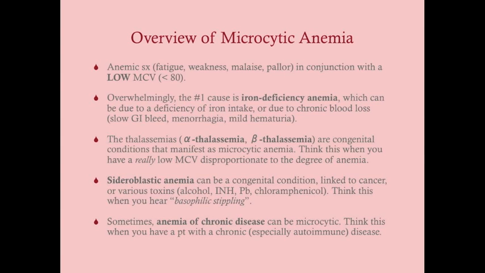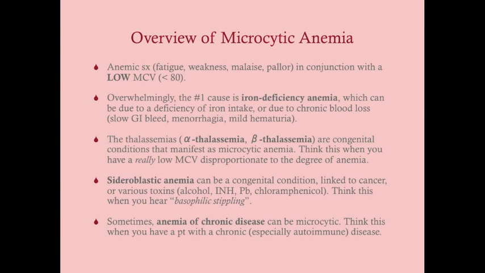How about patients who have lifelong microcytic anemia? It's congenital. That's a thalassemia. Thalassemias are congenital conditions and they manifest as microcytic anemias as well. Now, one of the ways you can tell this apart from iron deficiency, on the peripheral blood smear, is that in thalassemia, you're going to have a really low MCV, disproportionate to your degree of anemia.